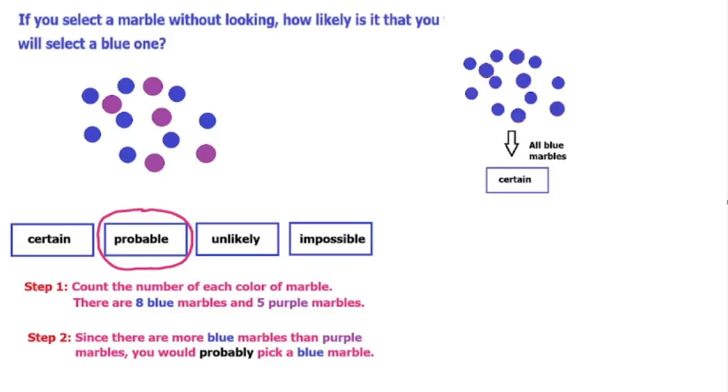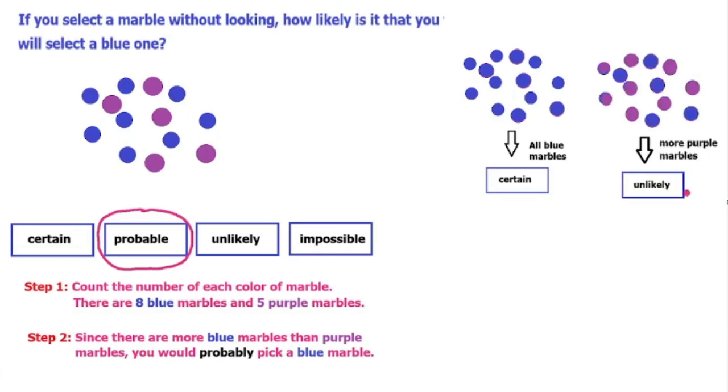Like say there were all blue marbles. If you had all blue marbles, then it would be certain that you would pick a blue marble, right? There's no other option. You wouldn't pick a purple because there's nothing purple. So you would for sure, for certain, pick a blue marble.